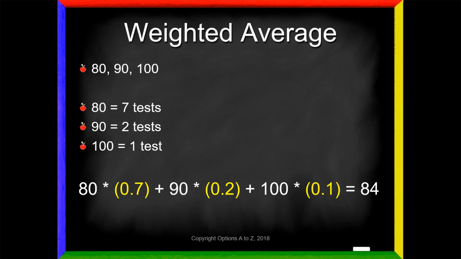Now, of course, we could take the long way. I could take 80 plus 80 plus 80 and do that 7 times, plus 90 plus 90, and then plus 100. Add them all up, divide by 10, and you'd get 84. So again, a simple average is just a weighted average, but that will help you to understand what it means when we say that we are weighting prices by volume. We're going to attach each of those stock prices to its corresponding volume.